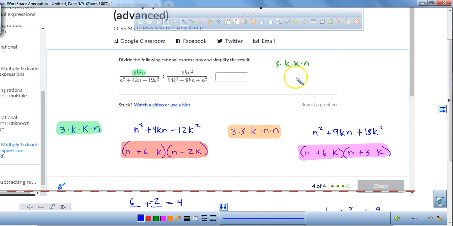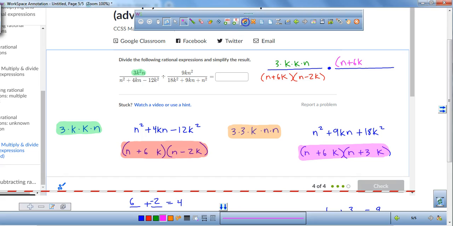Okay, right here, got to do parentheses. I got an N plus 6k and an N minus 2k right there. I'm going to put a little multiplication symbol. Ooh, that says divide, so I should do multiply, but I got to do what's called the reciprocal, which means I got to take this guy and move him up top. So I'm going to put an N plus 6k. Oh, messed up there. It's okay. You're going to mess up. Just notice when you mess up.